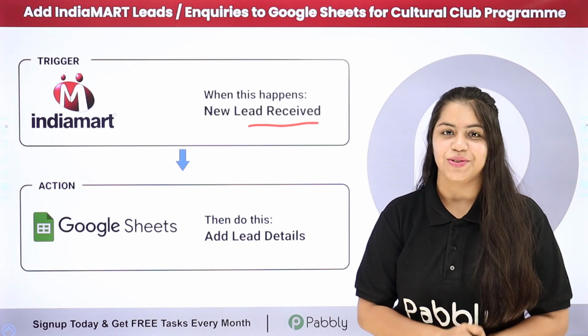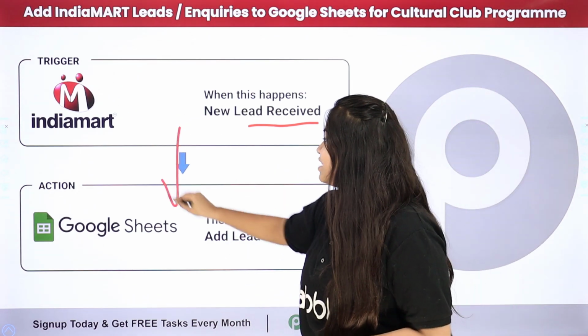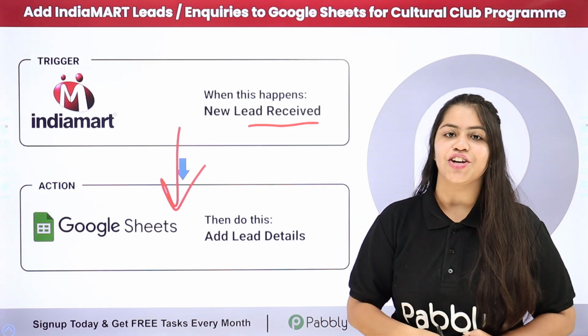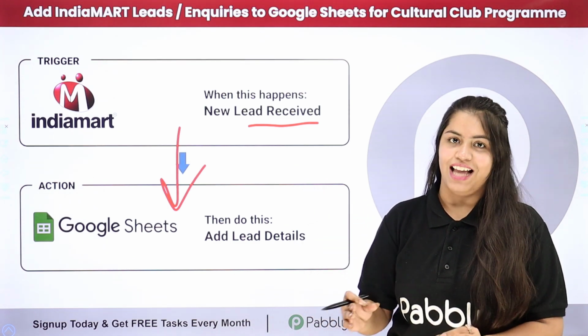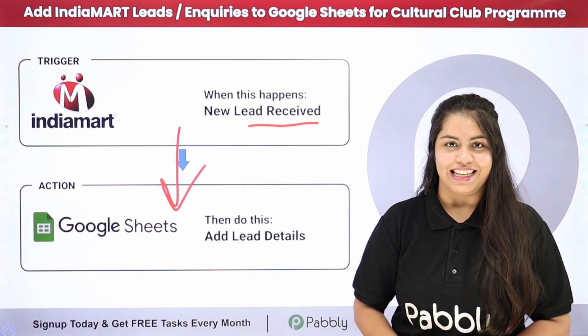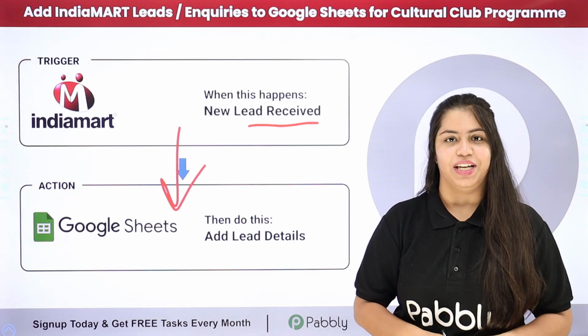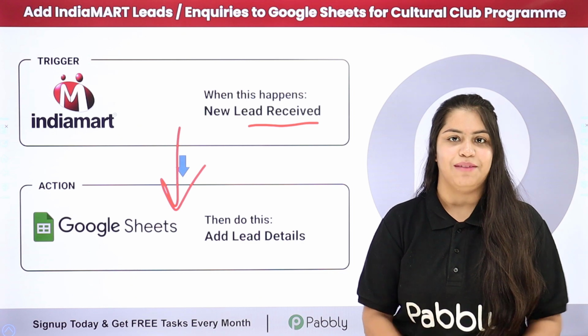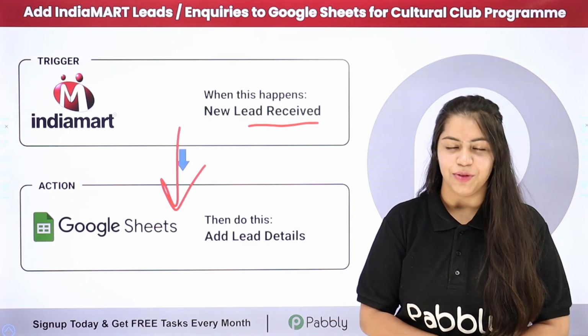To do this, we are going to create a connection between IndiaMART and Google Sheets. To create this connection without knowing any programming or coding language, we are going to use Pabbly Connect. It is an amazing automation software. So do you also wish to learn this process step by step? Then let me take you to my computer screen.